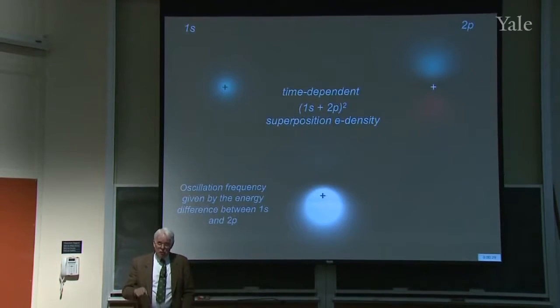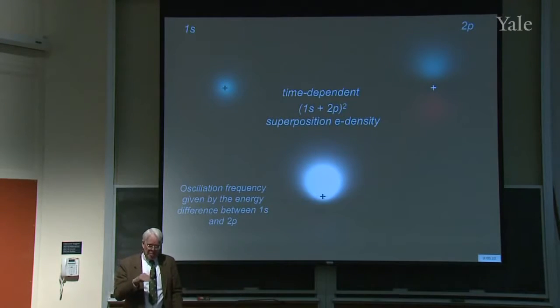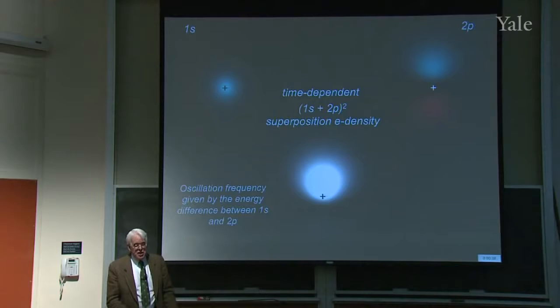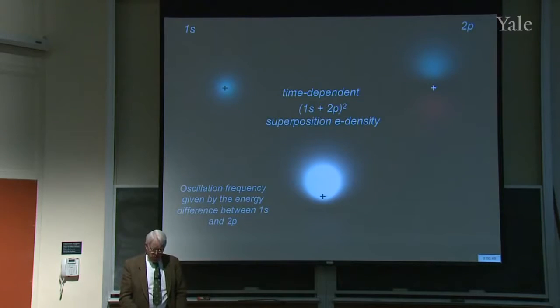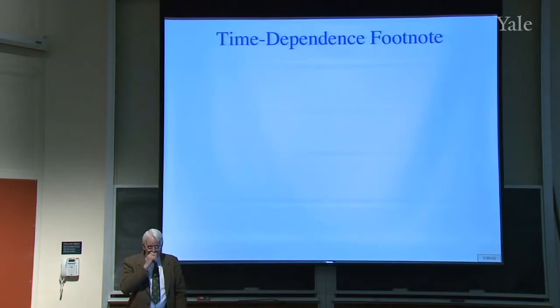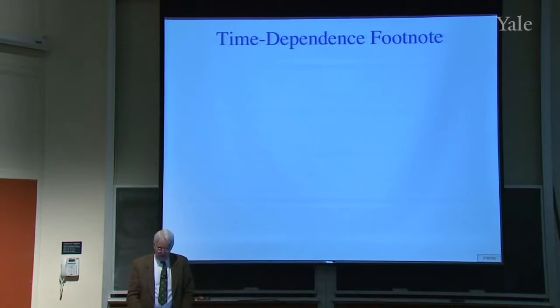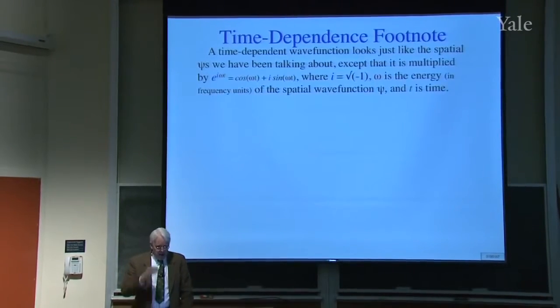And the oscillation frequency, how rapidly it goes up and down, that is, what color of light would interact with it, what frequency of light, has to do with the energy difference between 1s and 2p. Right? So here, this is just a footnote. You're not deeply responsible for this, but I wanted you to see it. So I'll just read it to you.